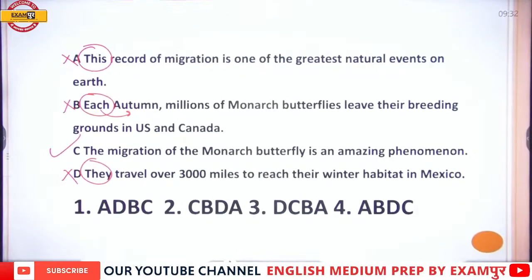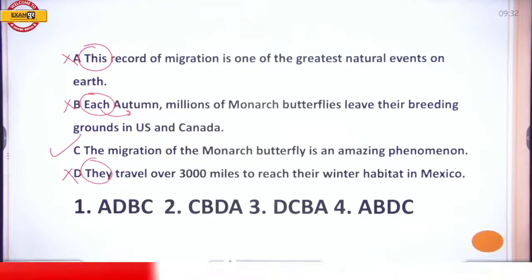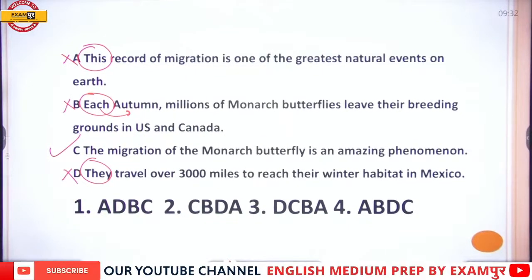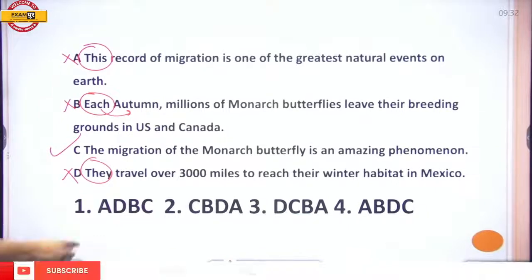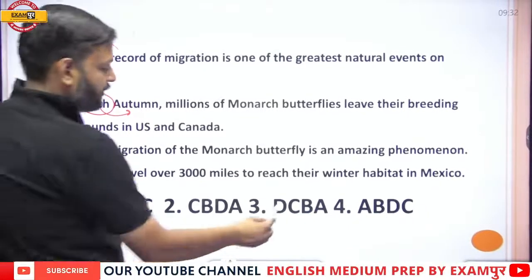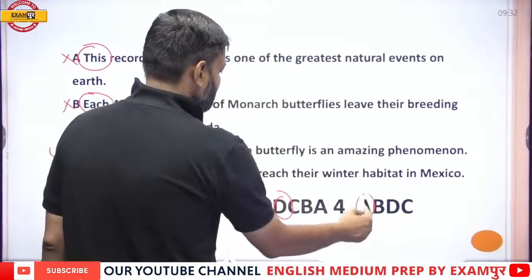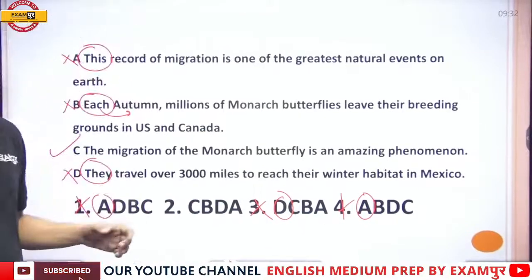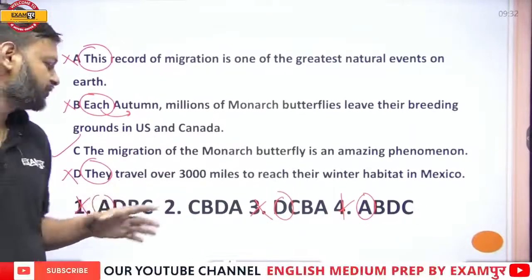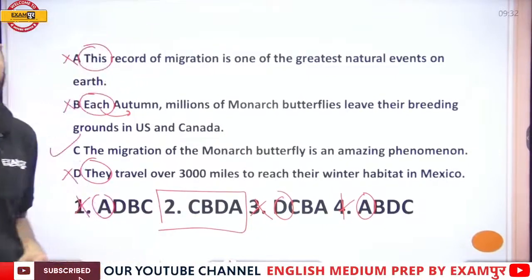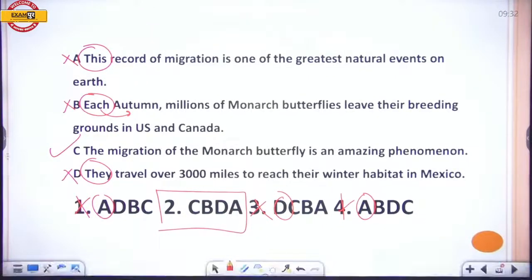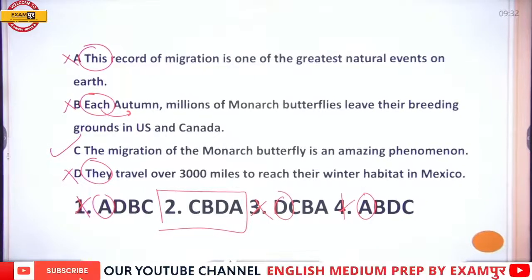The migration of the monarch butterfly is an amazing phenomenon. So C is the first sentence. There is only one option that has C as the first sentence. Eliminate this, and eliminate this. So undoubtedly this is the correct answer: C B D A.